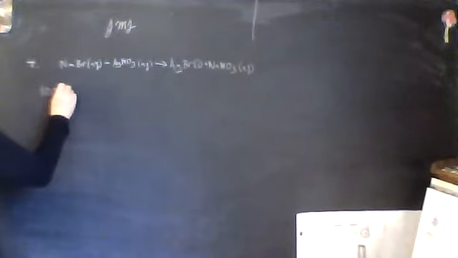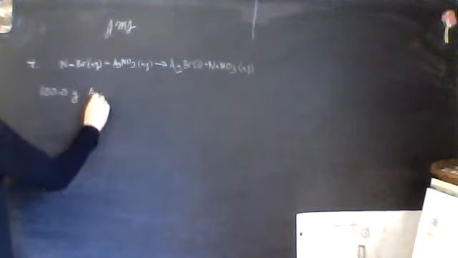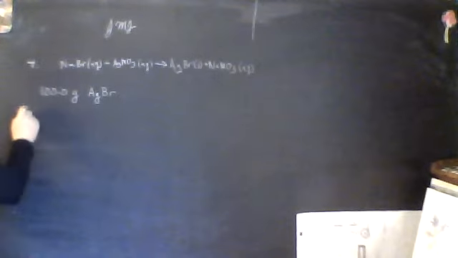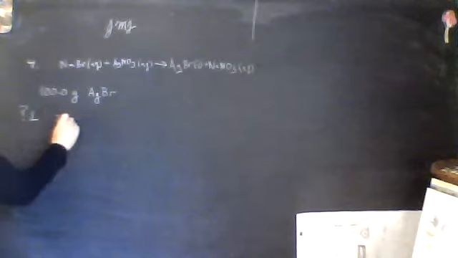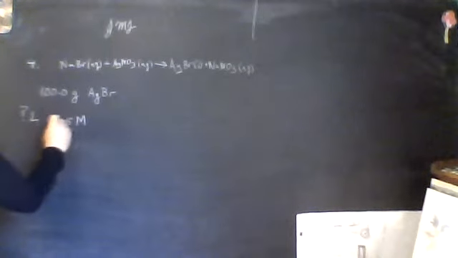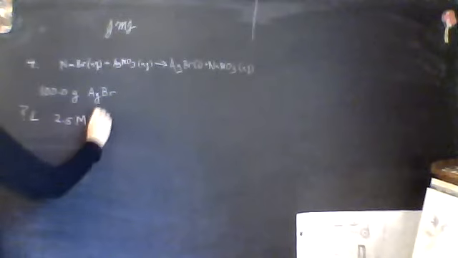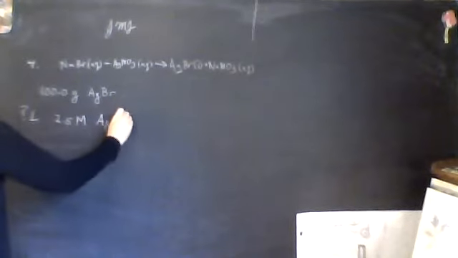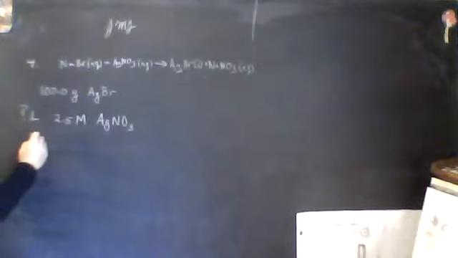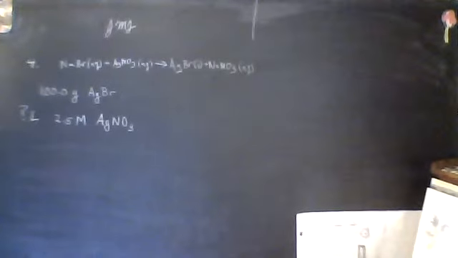What does it say in problem 4? If a chemist needs to produce 100.0 grams of silver bromide, how many liters of 2.5 molarity silver nitrate must be added to an excess of sodium bromide? So we want to know how many liters of this.